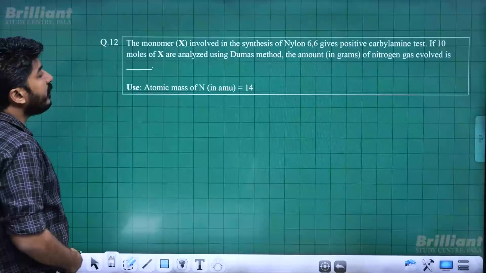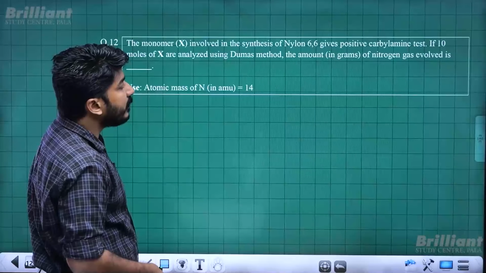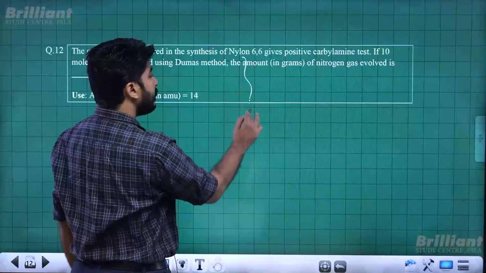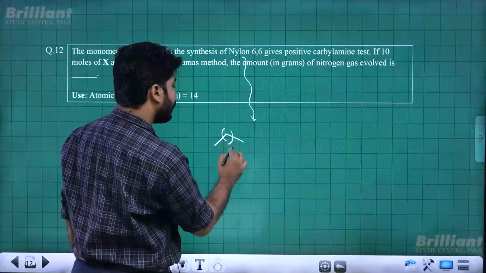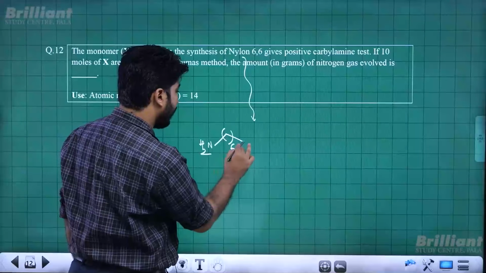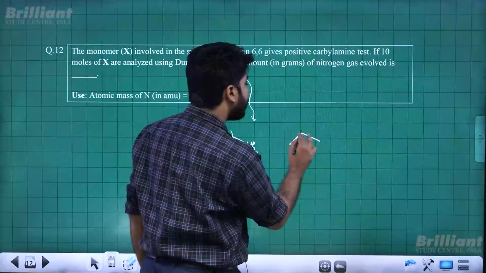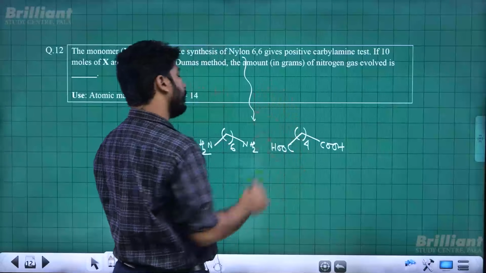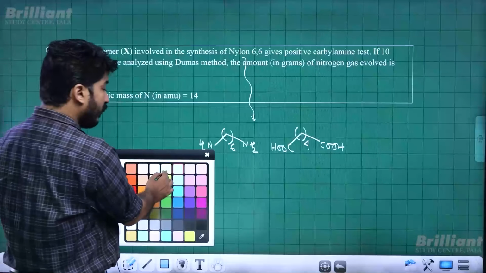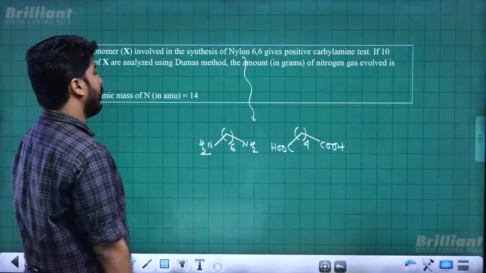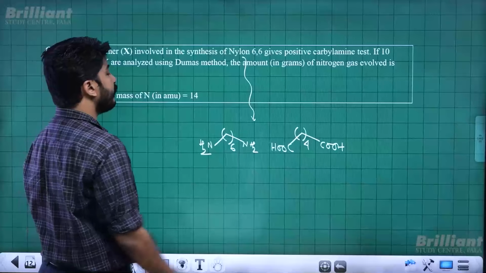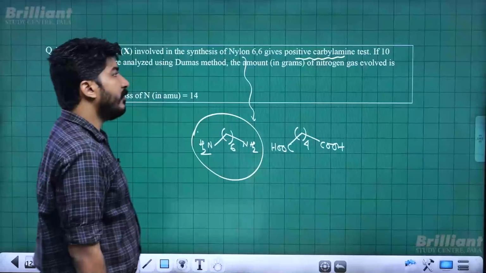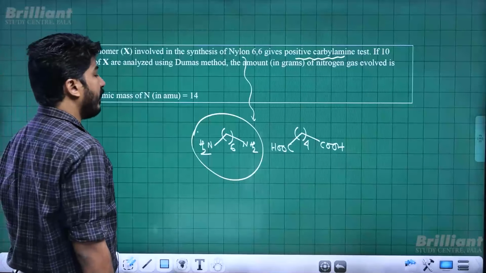The monomer X involved in the synthesis of nylon 66 gives a positive carbylamine test. This is from the polymers chapter, and you know nylon 66 is prepared from two monomers. It's a condensation polymer. One is hexamethylene diamine and the other is adipic acid. These are the two monomers, both having 6 carbon atoms, therefore the name. So the monomer X here should be hexamethylene diamine because it gives a positive carbylamine test. A positive carbylamine test is given by compounds containing a primary amino group.